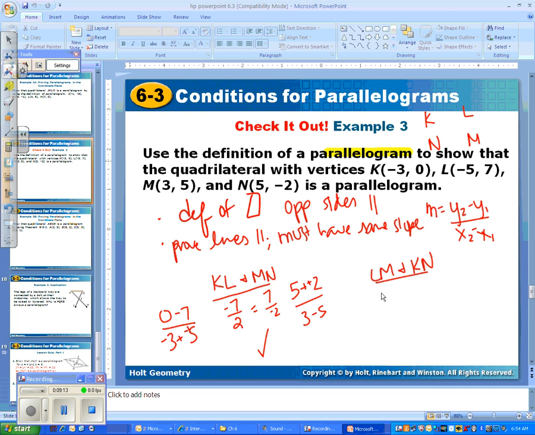Do the same thing for LM. So the y's are 7 and 5, and the x's are -5 and 3. So that comes out to be 2 over -8, or -1/4. And KN is the y's, 0 and -2. And the x's are -3 and -5. So we get, again, 2 over -8, which is -1/4. And these are parallel, which makes it a parallelogram.